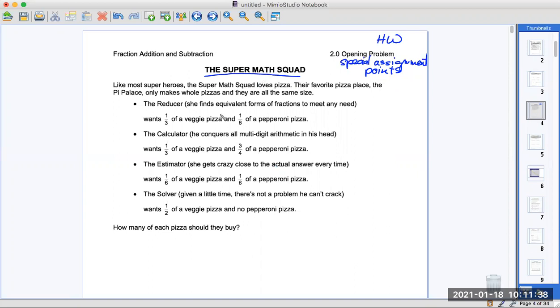Okay, so that's homework. And it's about how many pizzas you have to buy. If everybody wants a fraction of a pizza, you have to figure out how many of each pizza, veggie and pepperoni, you have to go buy. So I will not help you on that one.